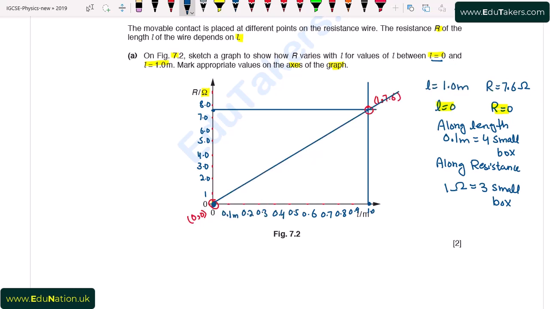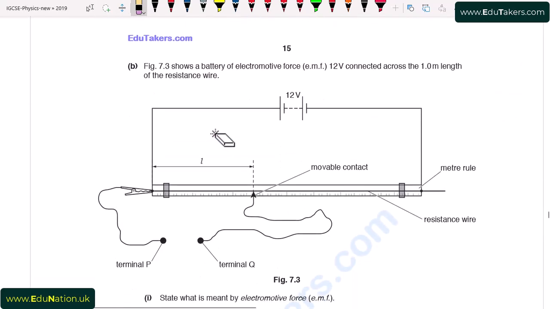so this is a graph between resistance and length. Now I am going to erase these lines. We can see that it's a straight line. Going towards the next part of this question. Part B.